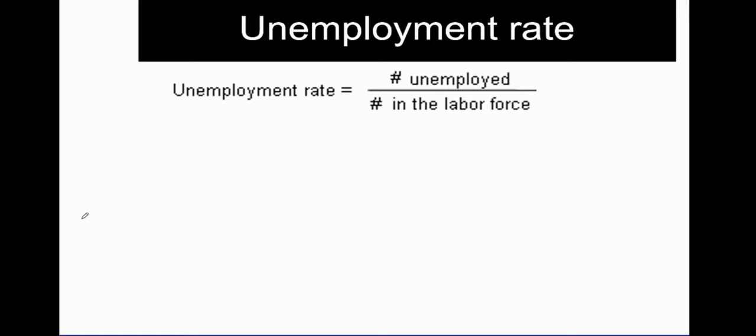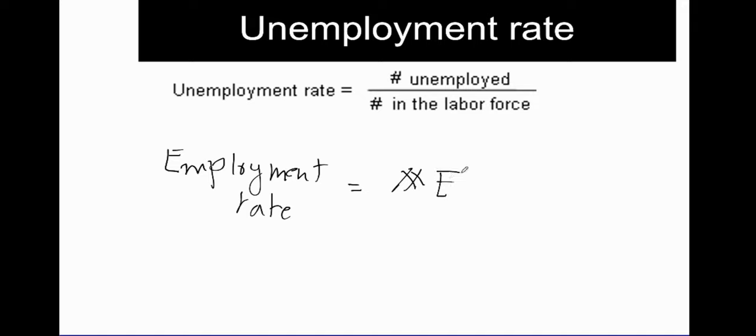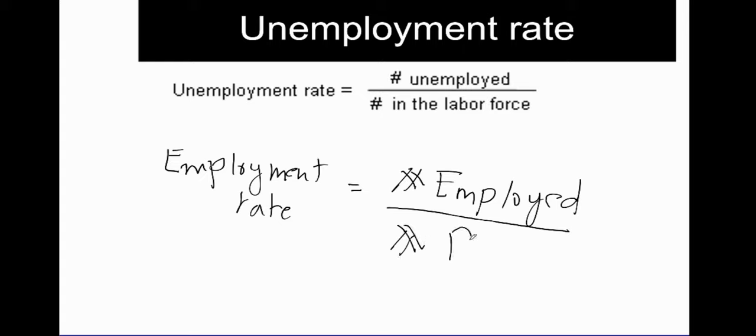Another important formula is how to calculate the employment rate. Employment rate is given by the number of workers who are employed, so I just write employed here, divided by the number of working age population. Not the entire population. We divide by the number of the working age population.